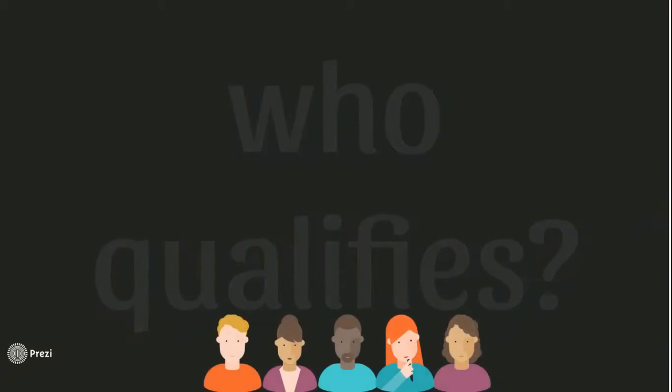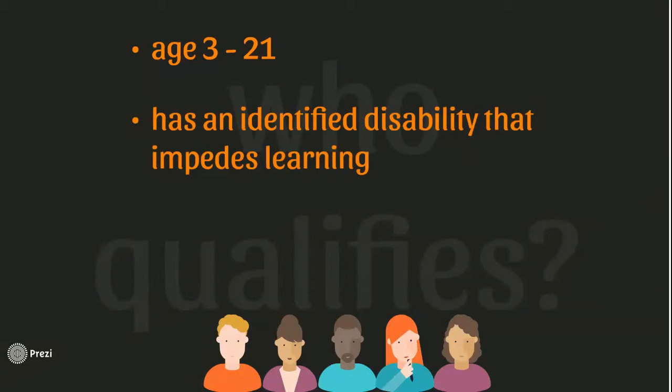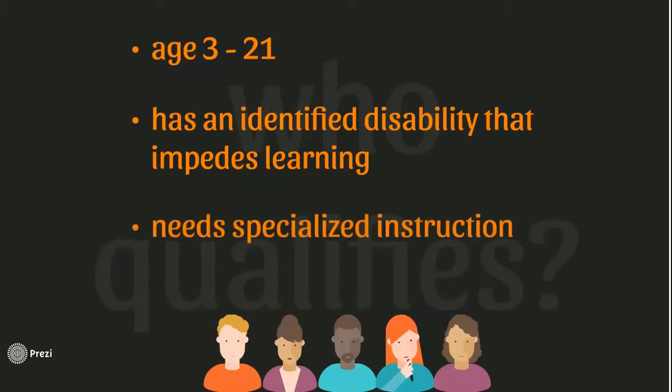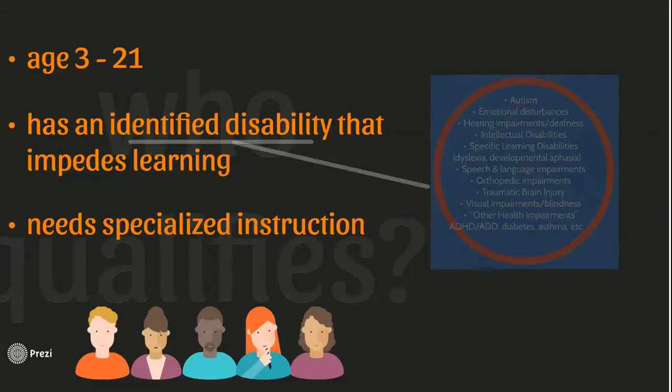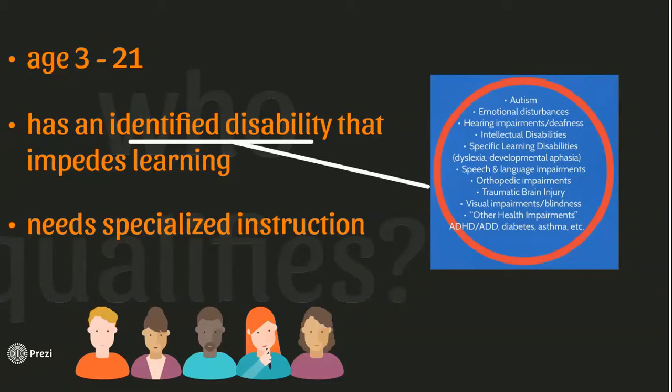To be eligible for an IEP, your child must be between the ages of 3 and 21 and have an identified disability that prevents learning to the point that the child needs specialized instruction. A child must have one of the following disabilities to be considered eligible under the IDEA: autism, emotional disturbances, hearing impairments or deafness, intellectual disabilities, specific learning disabilities, speech and language impairments, orthopedic impairments, traumatic brain injury, visual impairments or blindness, or other health impairments like ADHD, diabetes, or asthma.